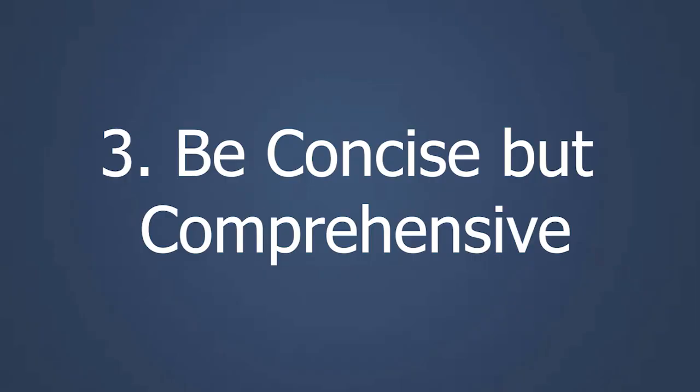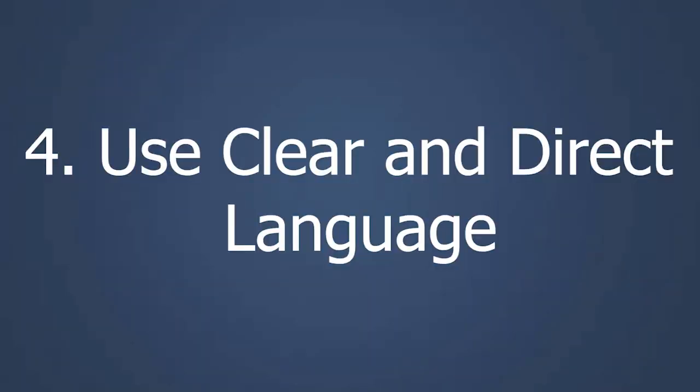Be concise but comprehensive. An executive summary should be brief, usually no more than 5 to 10% of the original document's length. Despite its brevity, ensure it covers all major aspects of the document. Use clear and direct language. Avoid jargon and technical terms that may not be familiar to the readers. Use clear, direct language and straightforward sentences.